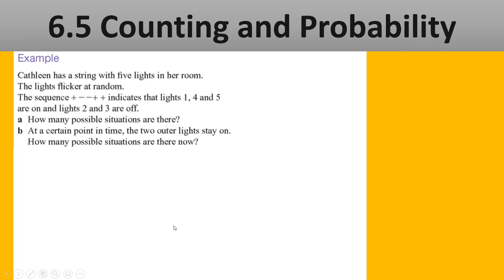Let's take a look at an example. Kathleen has a string with 5 lights in her room. The lights flicker at random. The sequence plus minus minus plus plus indicates that lights 1, 4 and 5 are on and 2 and 3 are off. So a minus indicates that they're off, a plus indicates that they're on. How many possible situations are there?